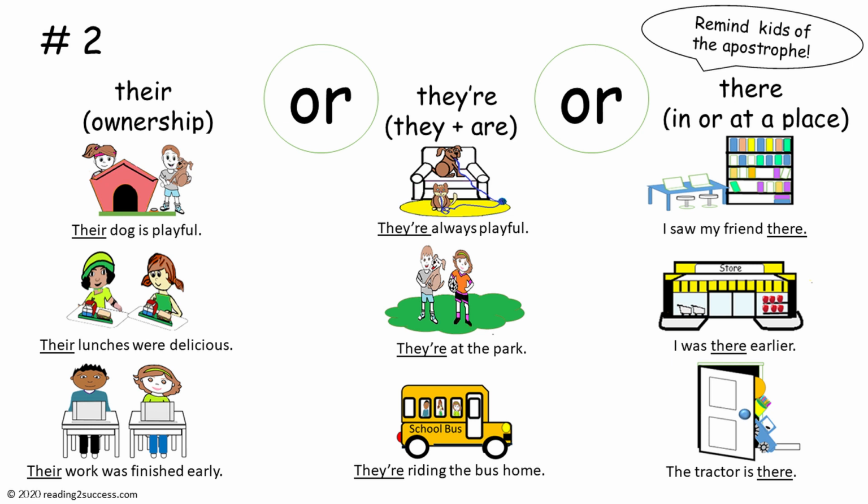And there means in or at a place. I saw my friend there. There is the library. I was there earlier. There is the grocery store. The tractor is there. There is in the closet.